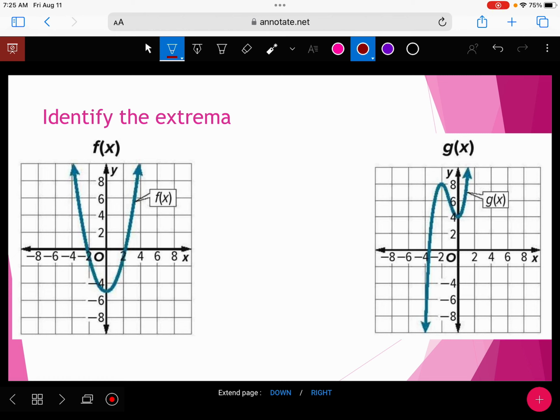We got f of x and g of x. This is one of those times when we are going to have our y's listed in that function notation. We're going to get used to it.